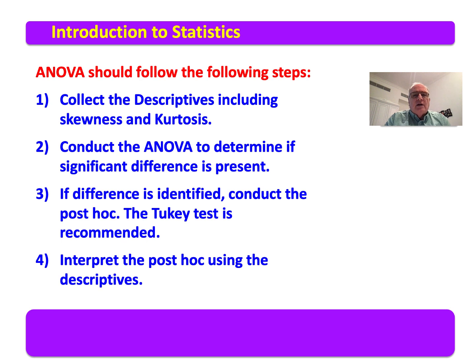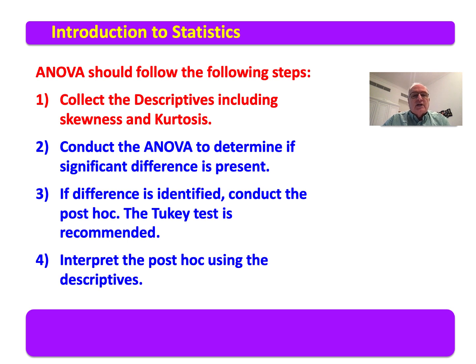Now, ANOVA should follow the following steps. First of all, we're going to collect the descriptives, including the skewness and kurtosis. Then we're going to conduct the ANOVA to determine if significant difference is present. If difference is identified, we will conduct a post hoc test. The Tukey test is recommended, though there are many other forms that are all valid. And then we're going to interpret the post hoc using the descriptives.